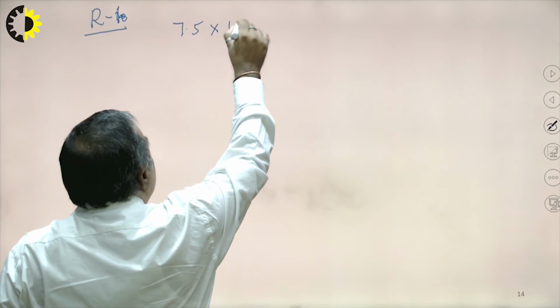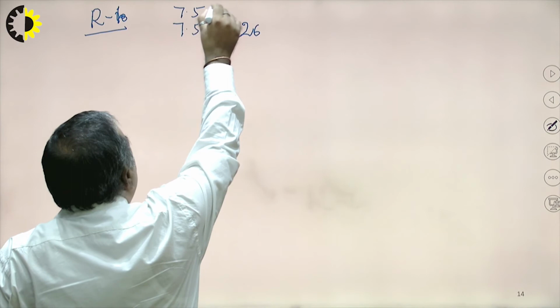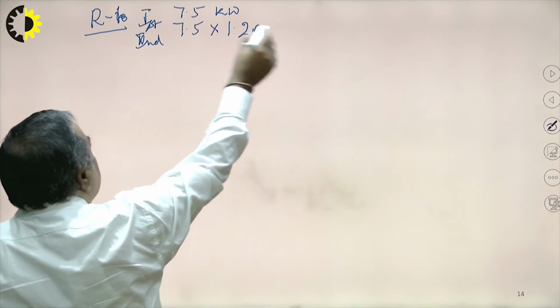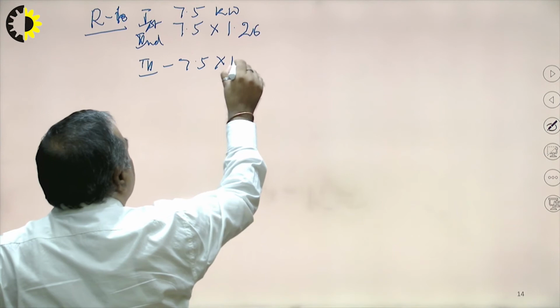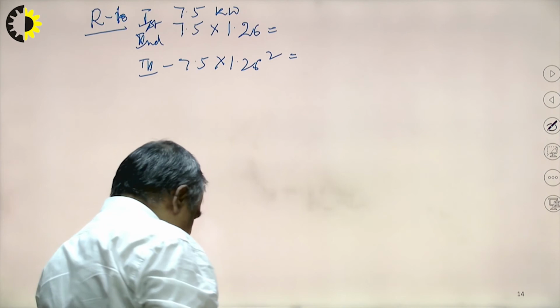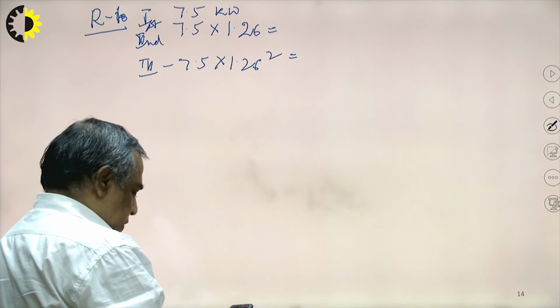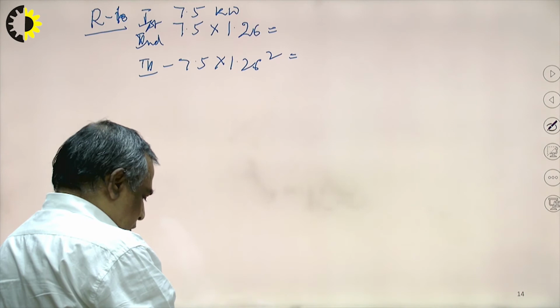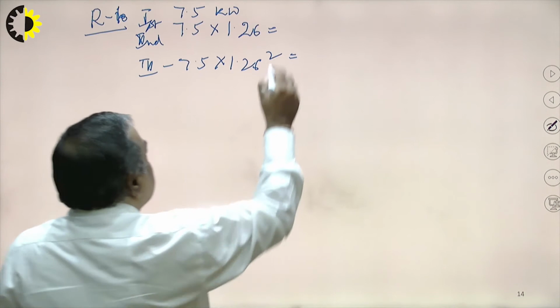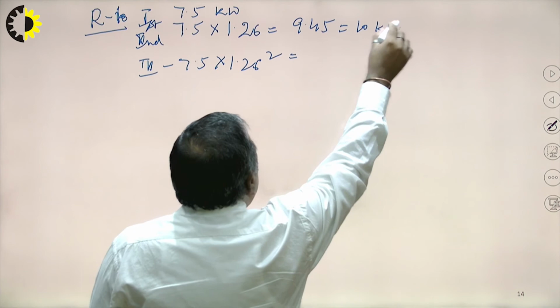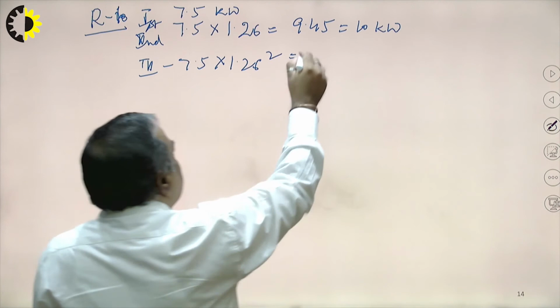So first is 7.5 kilowatt, then second is 7.5 multiplied by 1.26. Here also I am writing the values what I am getting here. So the value you get, 7.5 multiplied by 1.26, this is 9.45, so it will be 10 kilowatt. Then the third is 1.26 again multiplied, it is 11.907, that is equal to 12 kilowatt.